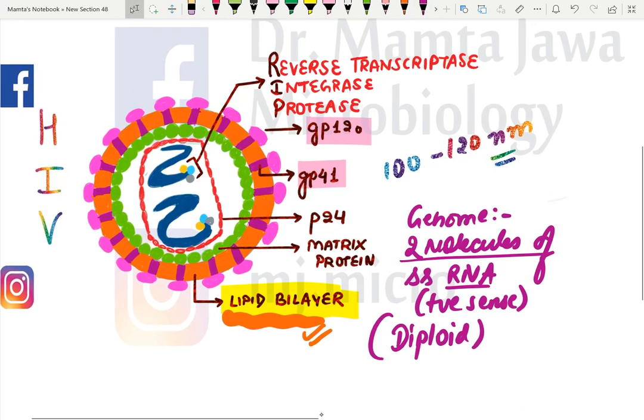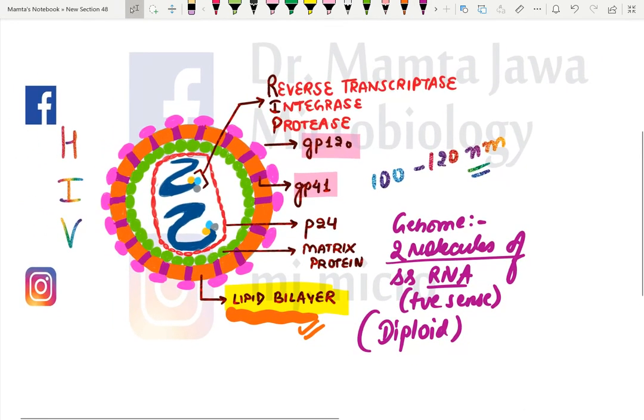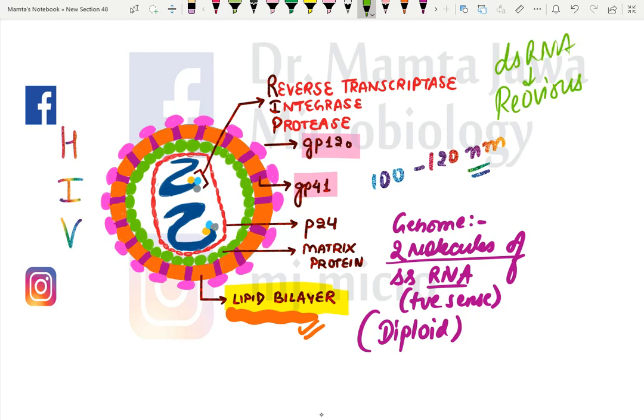That's absolutely wrong, guys. Please remember, in entire virology, the only RNA virus which has got double stranded RNA as the genome are the reoviruses. Okay, double stranded RNA is present only in reoviruses in virology, and the classical example of a reovirus is rotavirus.